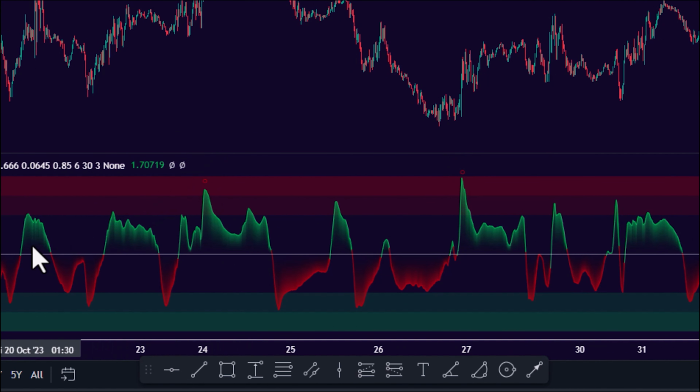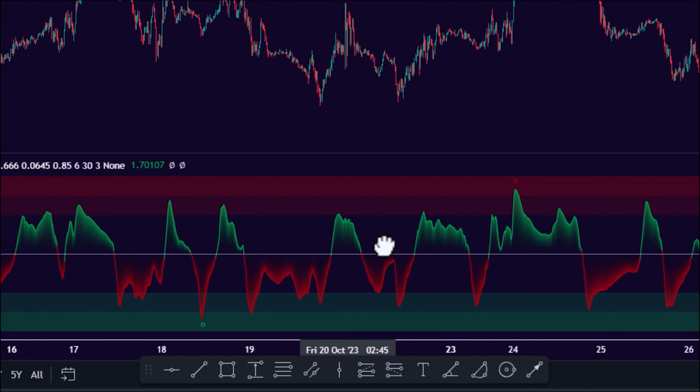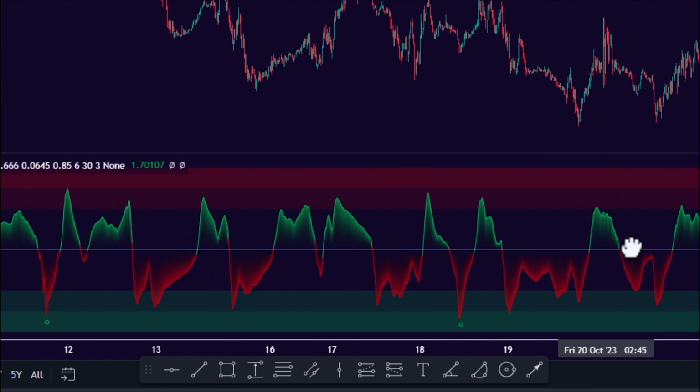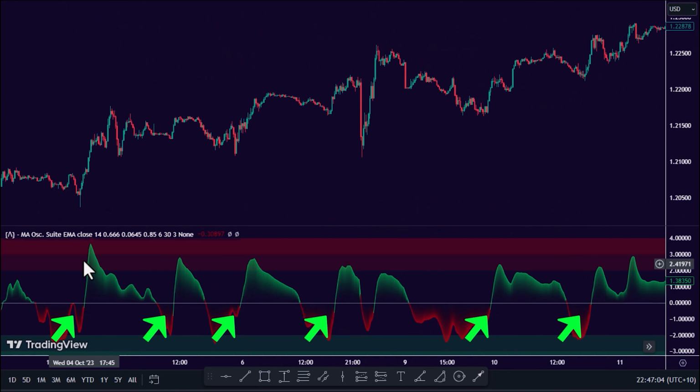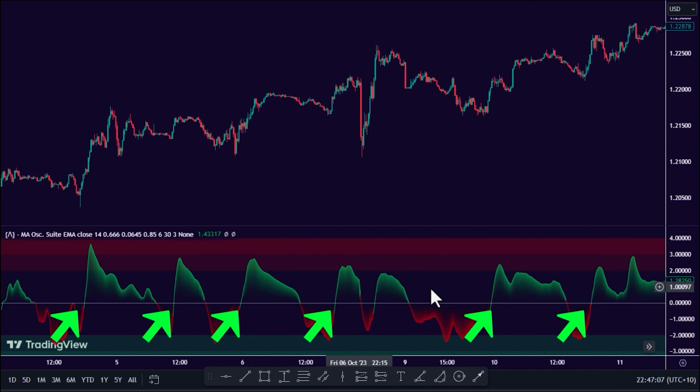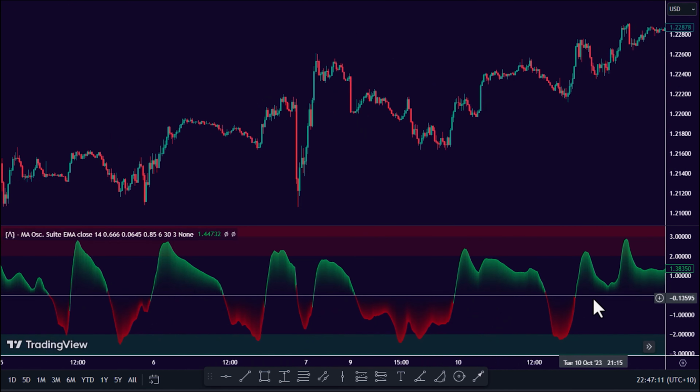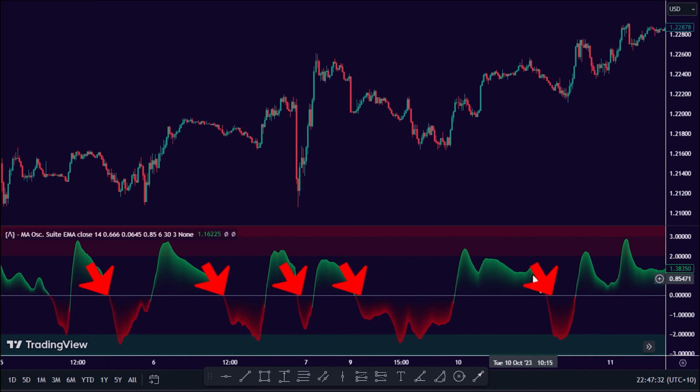Now, how can this indicator be used to trade? The first method utilizes the oscillator as a trend-following strategy. When the Z-line goes above the zero line and turns green, it's time to enter a long position. Conversely, when the Z-line goes below the zero line and turns red, it's time to enter a short position.